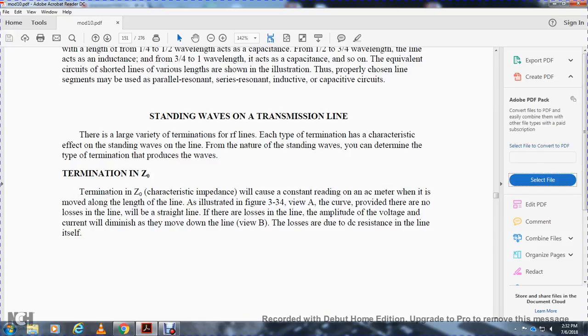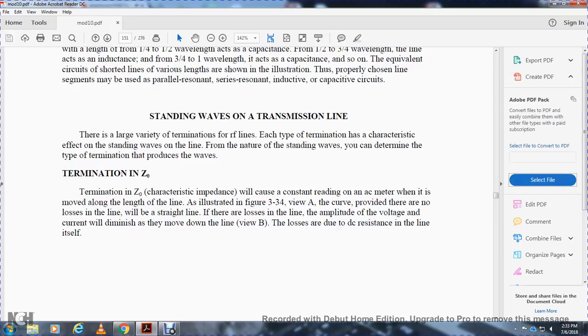Standing waves on a transmission line. There is a large variety of terminations at a given frequency, and each type of termination has its own character of standing waves on the line. The nature of the standing waves determines the type of termination. Termination with the character of the impedance will call for the constant reading of an AC meter moved along the length of the line, illustrated in Figure 334.